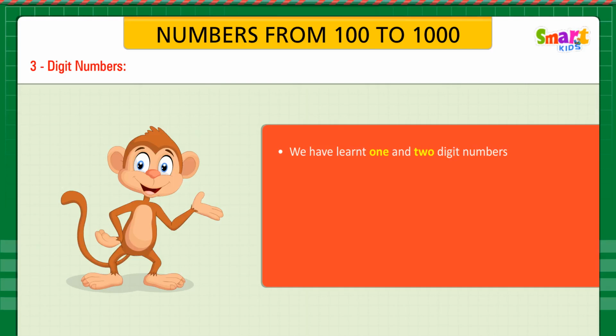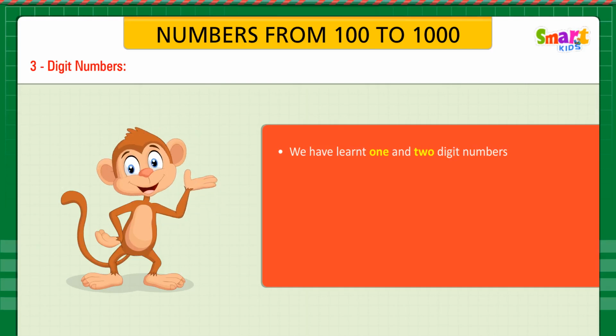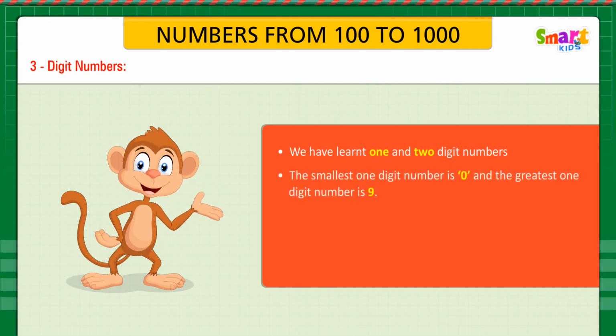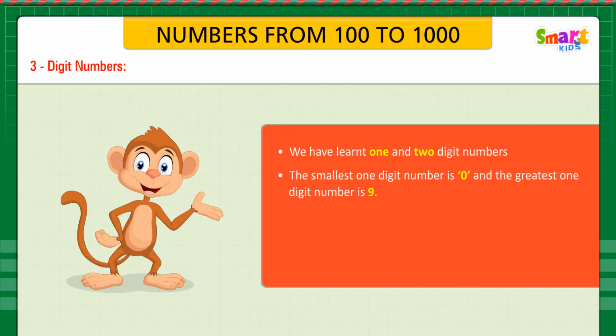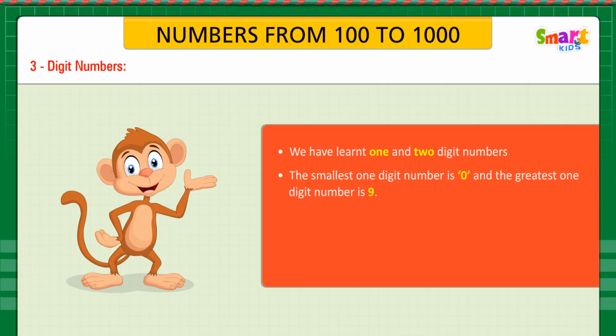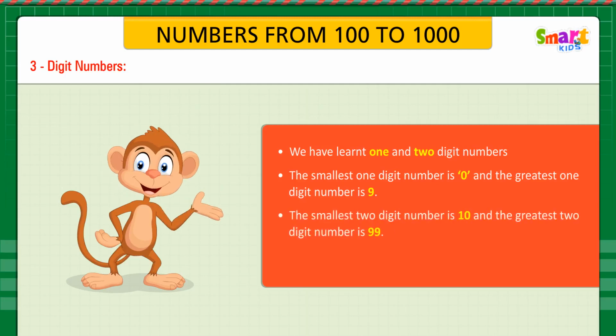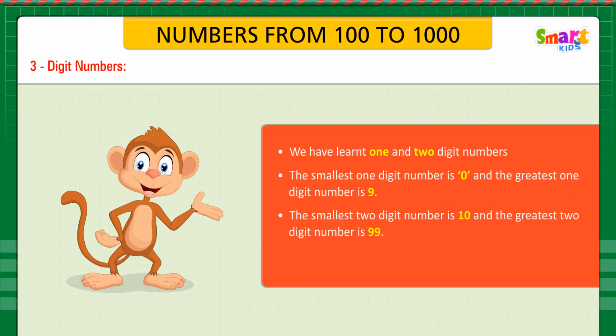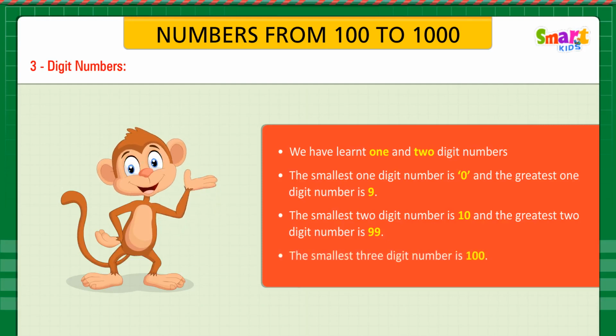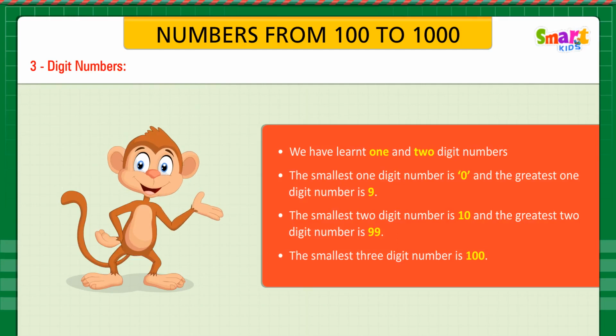In class 1, we have learnt 1 and 2 digit numbers. The smallest 1 digit number is 0 and the greatest 1 digit number is 9. The smallest 2 digit number is 10 and the greatest 2 digit number is 99. The smallest 3 digit number is 100.